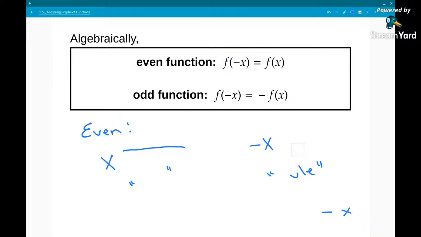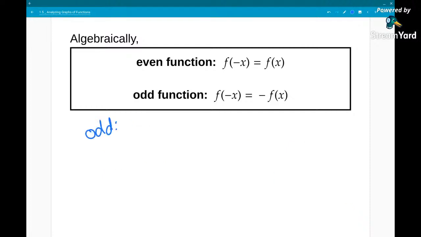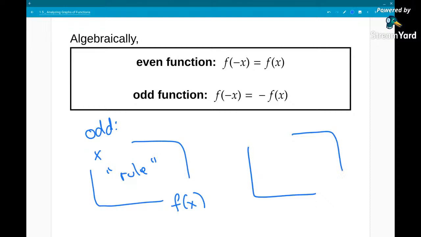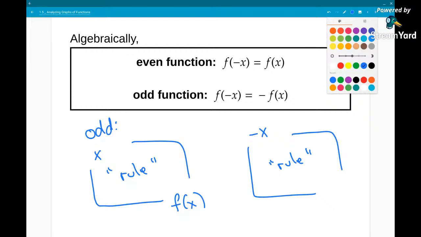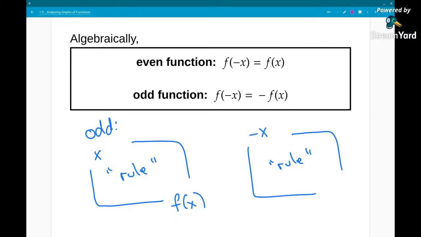Similarly, odd means we go to some function, we apply a rule, obviously we get back f of x. Now, if we input the opposite of x, we apply the rule, and we don't get back this, we literally get back the opposite of f of x, then that is what we call an odd function.